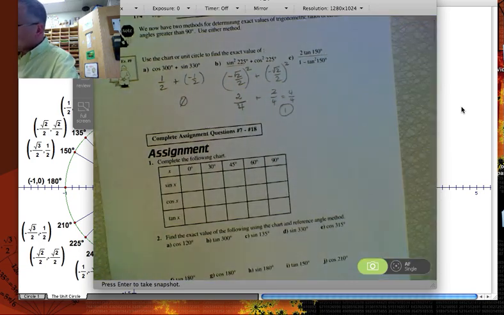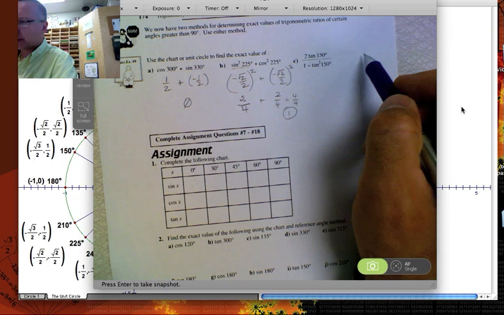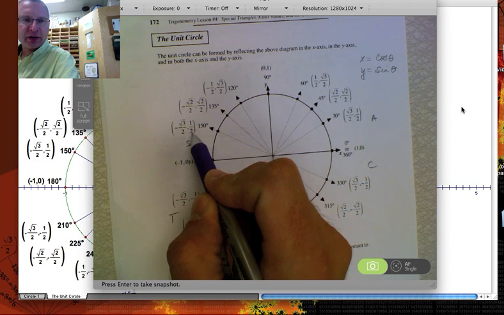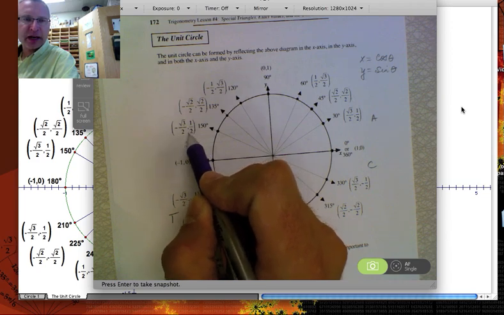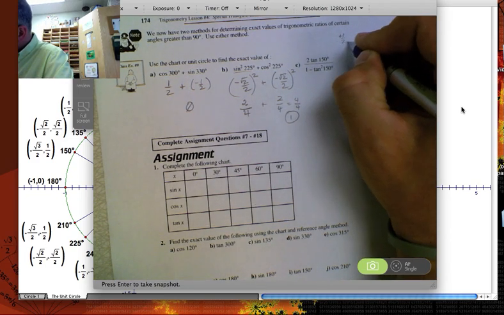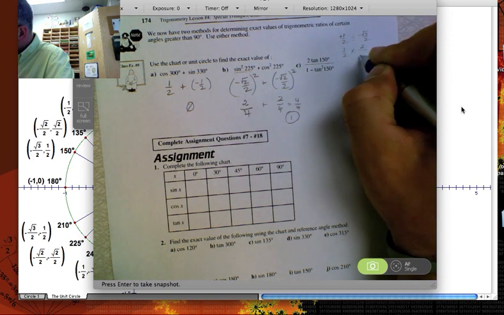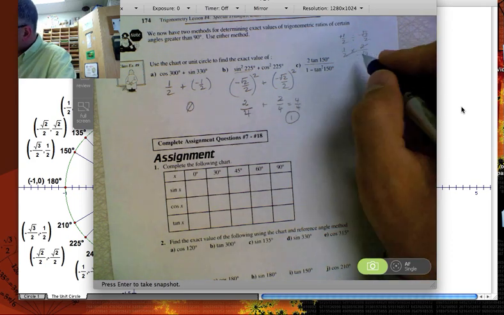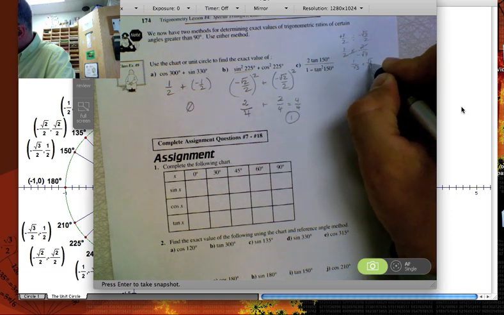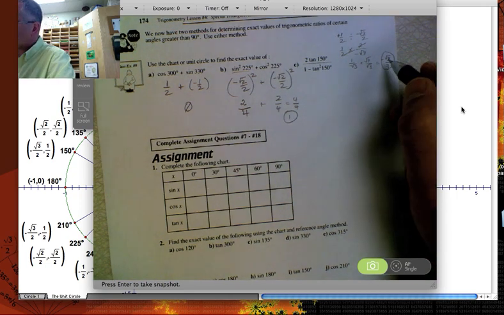The last one asked us to take the tan of 150 divided by 1 minus tan squared of 150. So the first thing we have to figure out is at 150 degrees, what's tangent? Well, it's going to be y divided by x. It's going to be 1/2 divided by -√3/2. So if we take 1/2 divided by -√3/2, we invert and multiply. So we end up getting 1 over -√3, which when we rationalize this, ends up giving us -√3/3. So that's what the tan of 150 is.